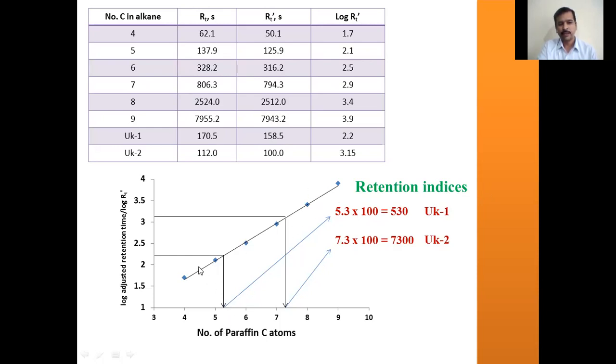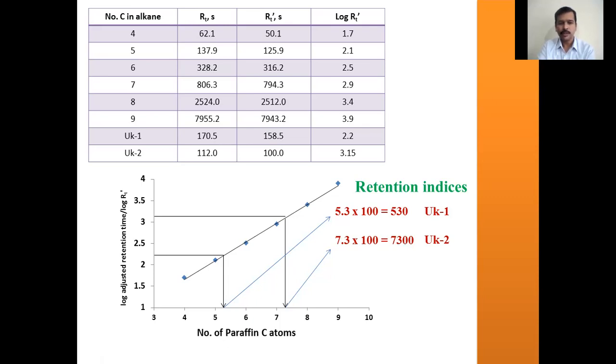And by drawing a line to the linear curve from the y-axis with respect to the log of RT dash, you have obtained the number of paraffinic carbon atoms, that is 5.3 for unknown 1 and 7.3 for unknown 2. You just multiply them by 100 because the retention index can be defined as the multiplication of the number of carbons in the normal alkane by 100, which will give you the approximate retention index. Therefore, 5.3 into 100, it is 530. 7.3 into 100, it is 730, not 7,300, it is 730. So for unknown 1 and unknown 2, you will get 530 and 730 as approximate retention indices.